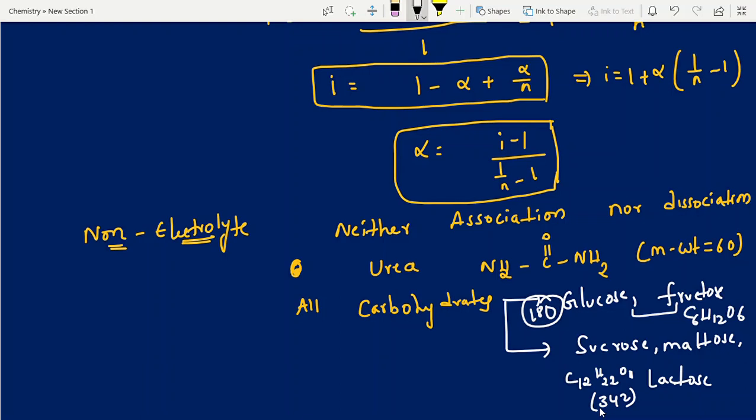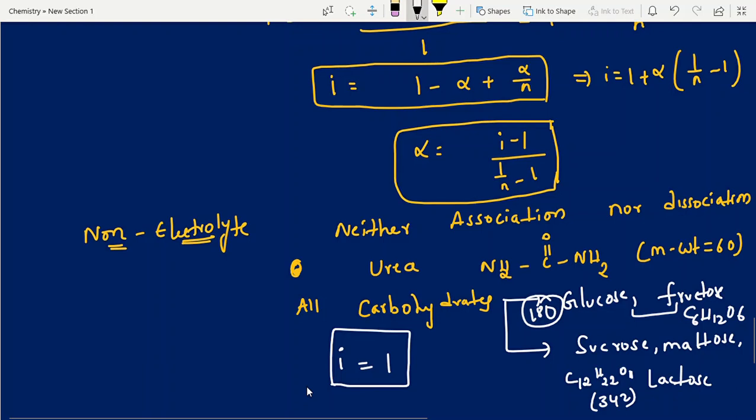Here I am telling one point. Here i equals 1 always. Why? Because neither association nor dissociation. If you take urea, no doubt i equals 1. So urea, glucose, fructose, anything like that, i equals 1.